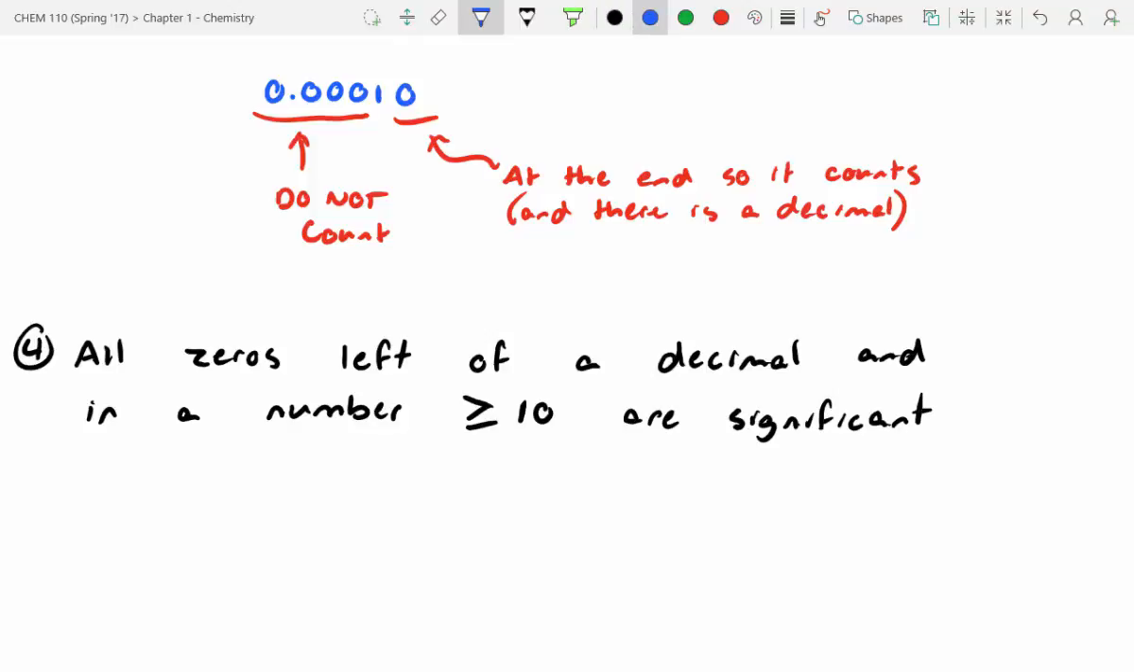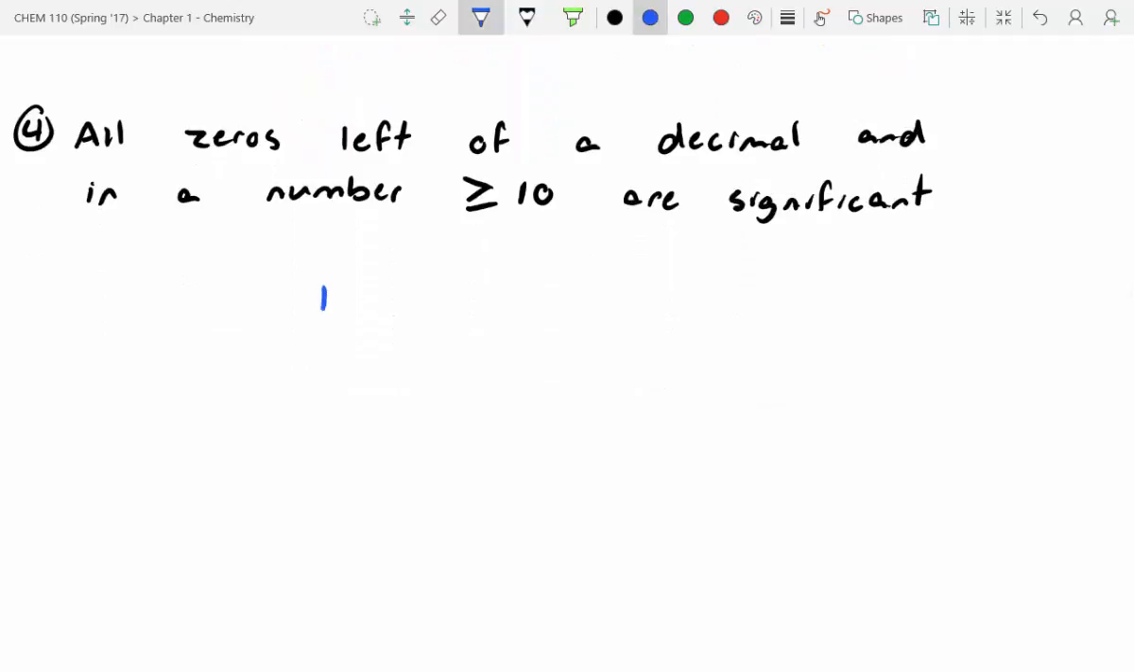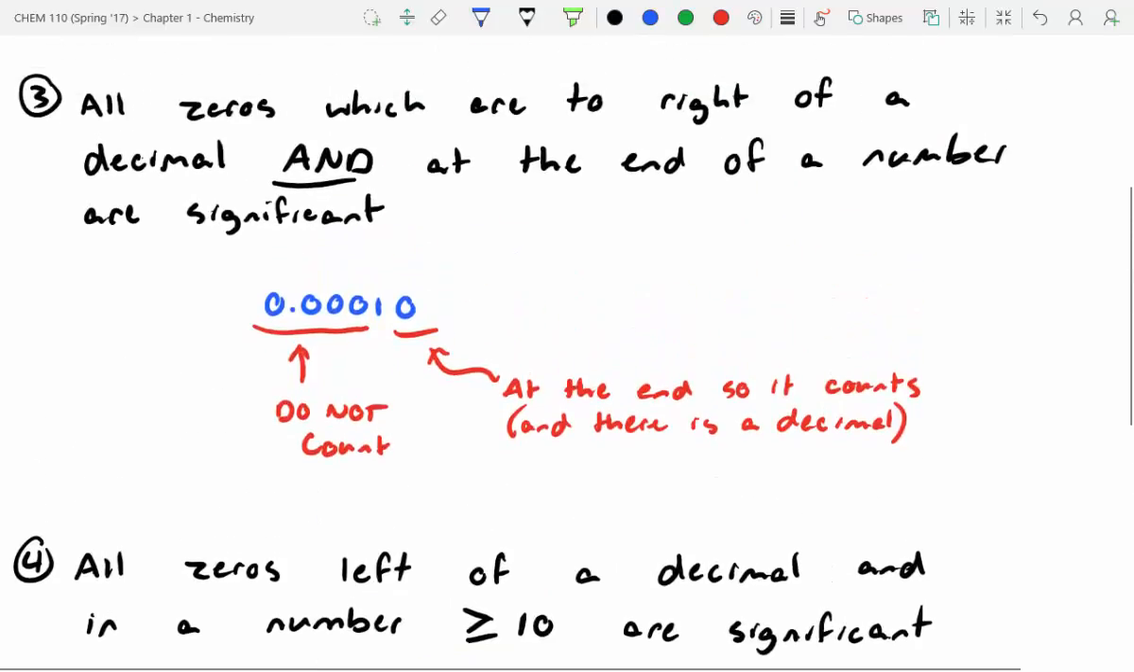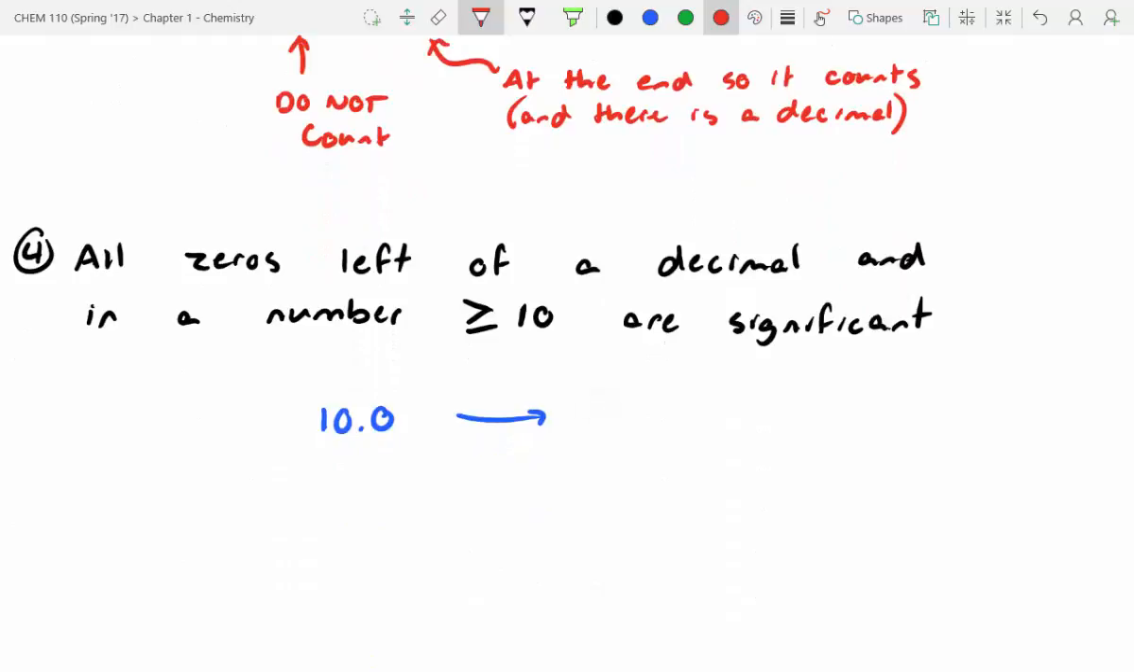All right, so let's do some more examples with these. Let's say we've got 10.0. How many significant digits should be counted? What do you guys think? Would it be 1, 2, 3? It's not going to be 4. So in this case, we actually have to look at Rule 3 again. So Rule 3 said all zeros which are to the right of a decimal and at the end of a number are significant. That means that this one is significant.